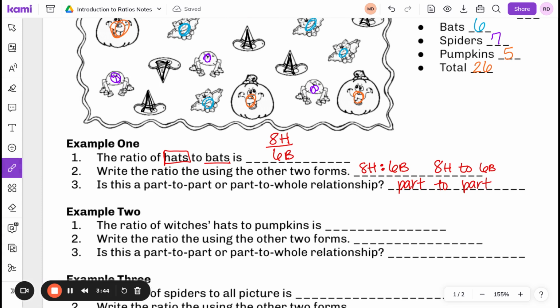Okay, example 2. We are again comparing hats, but now to pumpkins. So we still have 8 hats, but we only have 5 pumpkins. So 8 hats, colon, 5 pumpkins, 8 hats to 5 pumpkins. Last question, is this part-to-part or part-to-whole? So again, if we're comparing hats and pumpkins, those are both parts of the total, so it is part-to-part.